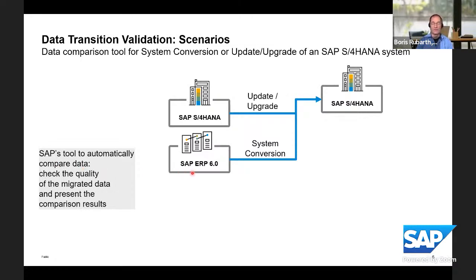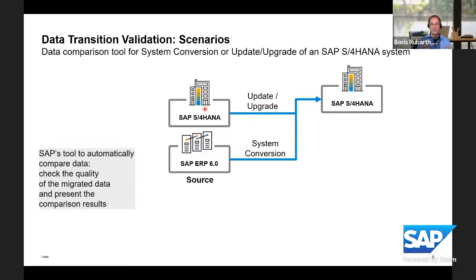We started with this tool for the scenario of a system conversion. Meanwhile, you can also use this tool for an update or upgrade of an existing SAP S/4HANA system to a higher release or to a higher support package stack. So now we have two scenarios that are supported by data transition validation. That is either the system conversion from ECC to SAP S/4HANA or the upgrade of an existing SAP S/4HANA system. That's in general the scenario when you can use the tool.